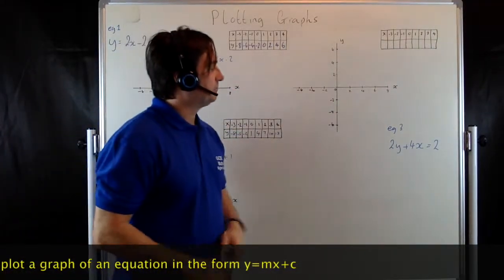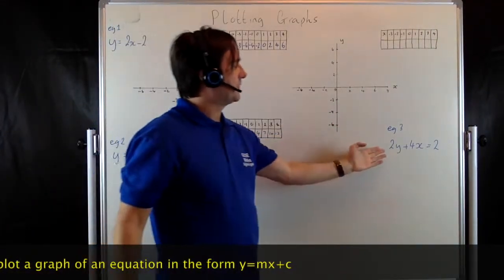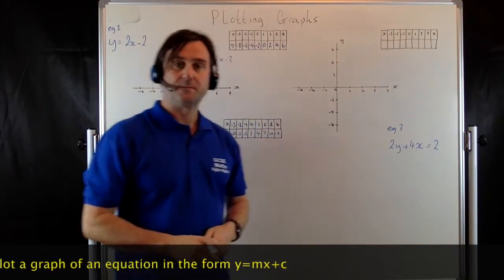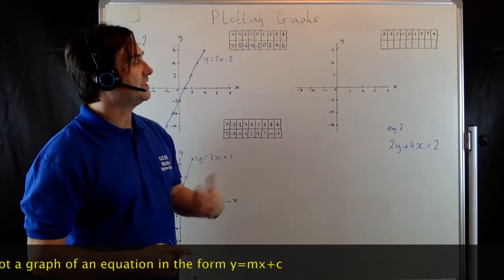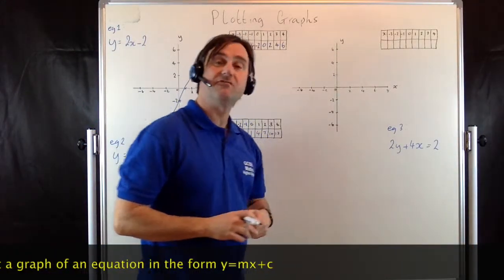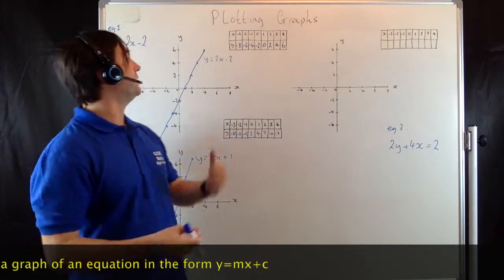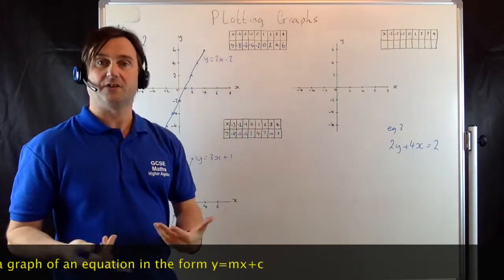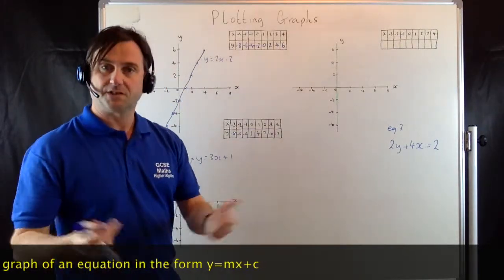Okay, the last one here. I've got the third example, 2y plus 4x equals 2. Now what you should be able to see, that's in a different format. It doesn't matter, but I'm going to rearrange that to put it into the format that we're used to seeing on these other two, y equals something x plus something.